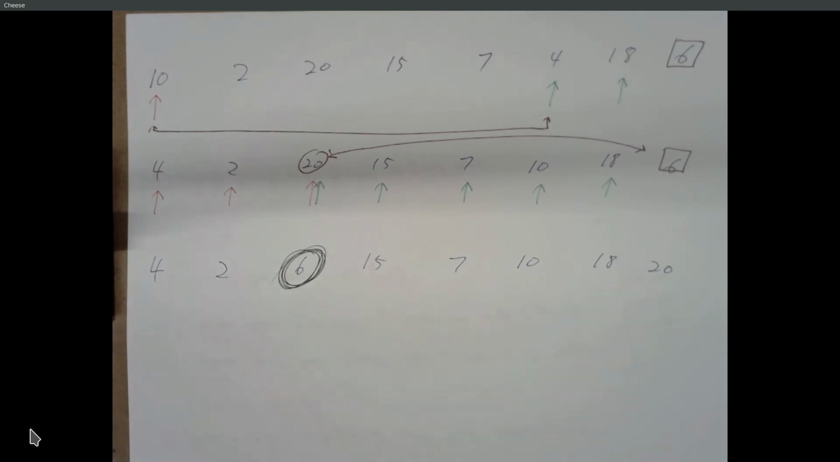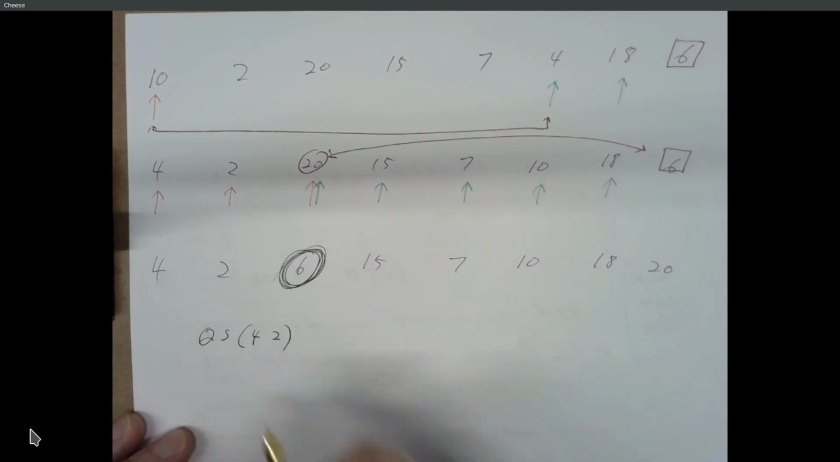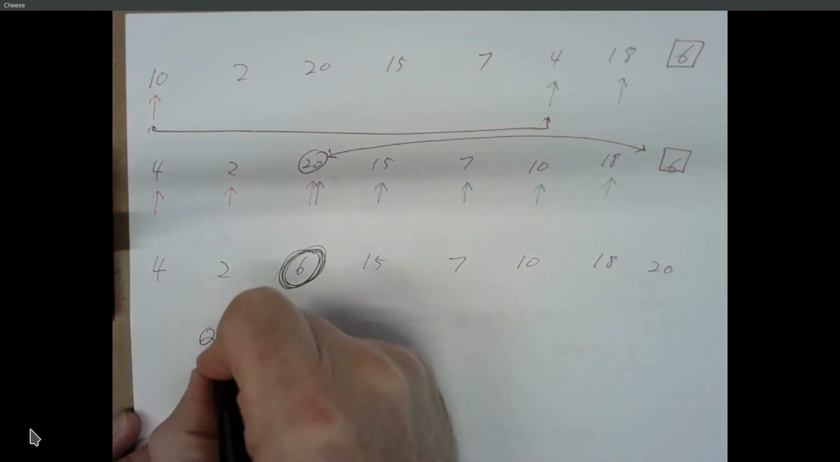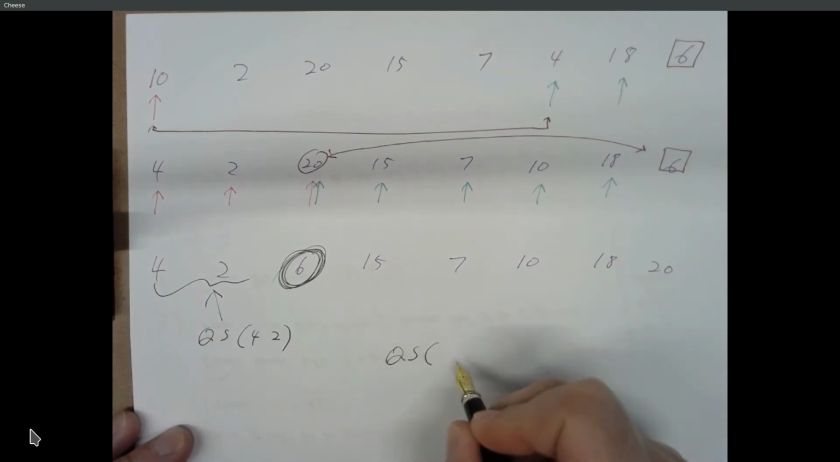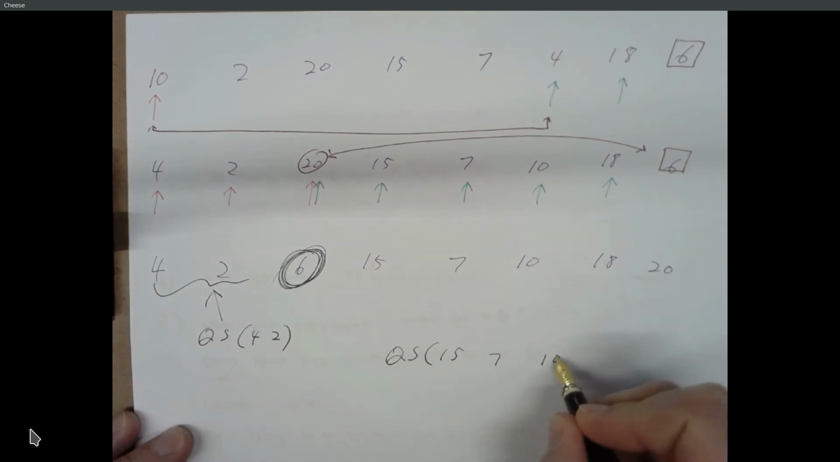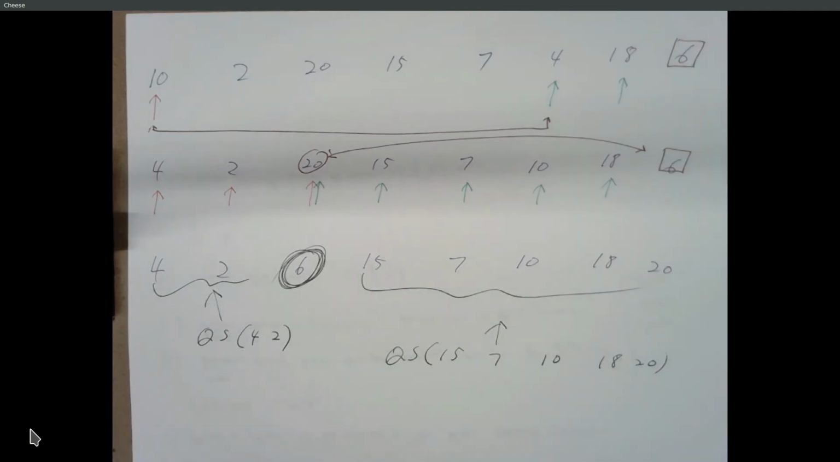We have 2 other things to do. So we have to call Quicksort on this and put the result over here. And then we have to call Quicksort on this and put the result over here. And once those 2 Quicksorts finish, we're done. The whole thing is sorted. Pretty cool.